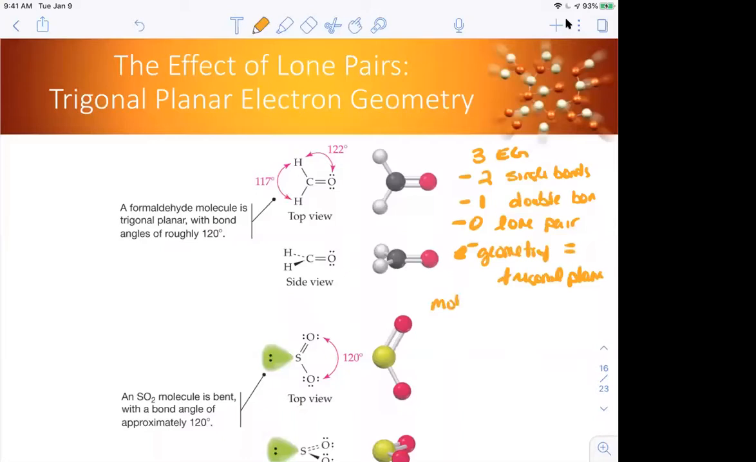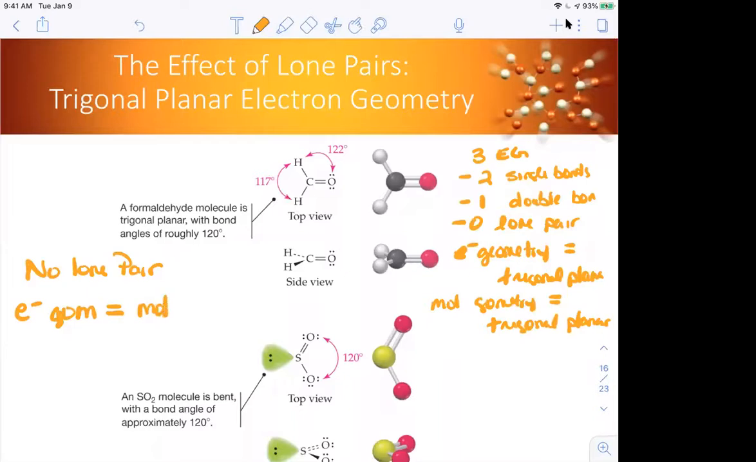The molecular geometry is also equal to trigonal planar because there are no lone pair. If I have no lone pair, the electron geometry is the same as the molecular geometry. The lone pair actually comes into effect in shaping molecular geometry because it's not counted in the actual shape of the molecule.